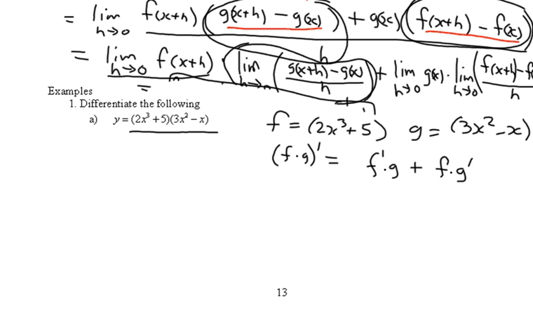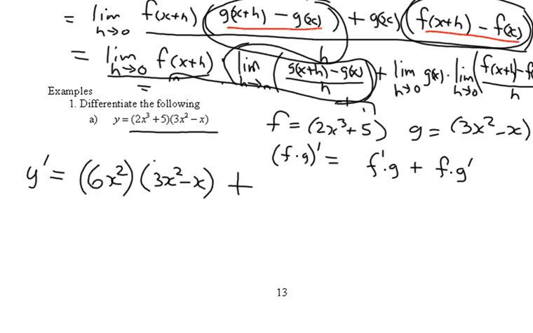So on this one, if we want y prime, we take the derivative of the first one, 6x squared, plus the derivative of 5 is 0. Then we write down the other function as it stands. Then we always put addition, never subtraction. Always addition. Then we just write down f, 2x cubed plus 5. And then we take the derivative of g. The derivative of g is simply 6x.